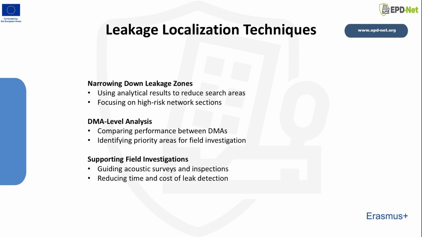Leakage localization techniques aim to narrow down the search space by focusing on zones that exhibit abnormal behavior according to analytical results. DMA-level analysis plays an important role in this process. By comparing flow and pressure patterns across different DMAs, utilities can identify areas with unusually high losses or abnormal trends. This comparative approach helps prioritize which areas should be investigated first.